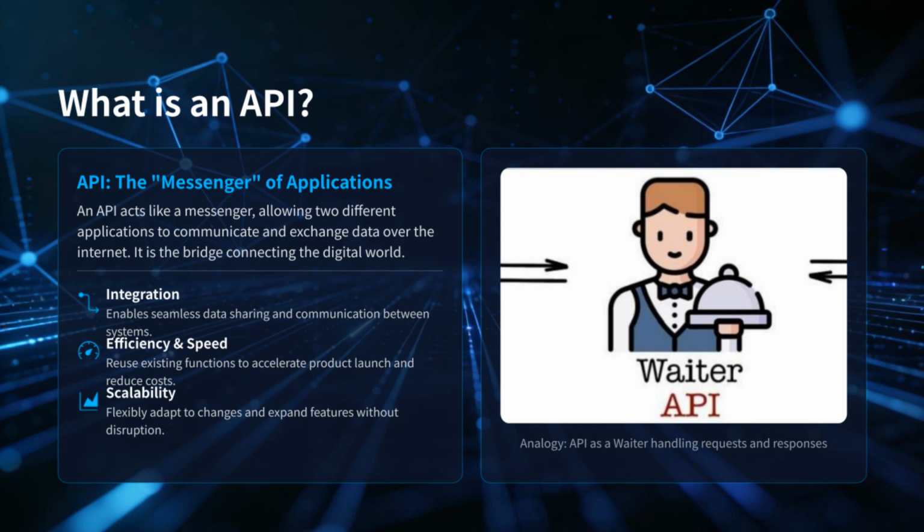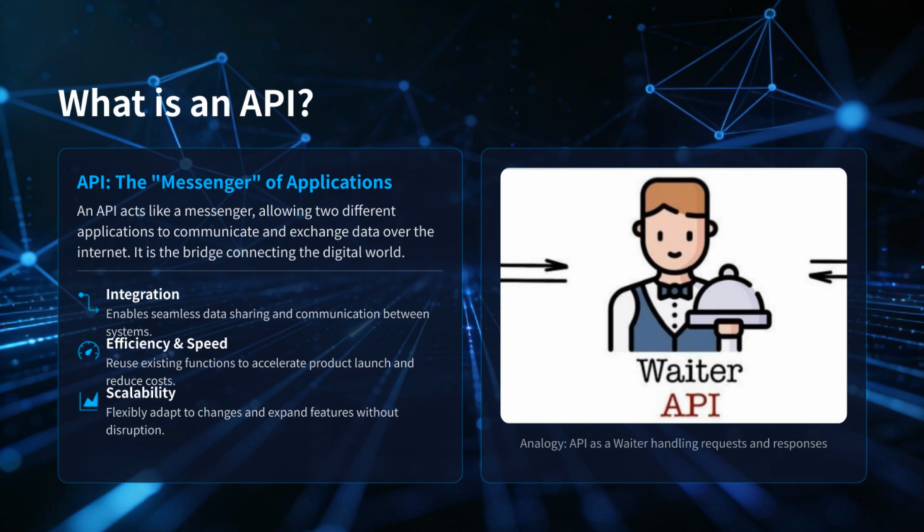What is an API? Let's keep this super simple. An API is like a messenger between apps. It allows two different applications to communicate and share data over the internet. Think of it as a waiter at a restaurant. You, one app, tell the waiter what you want, and the waiter goes to the kitchen, another app, to get it. After that, the waiter brings your food back to you. The API does exactly that. It carries requests and data between apps so they don't have to talk directly.